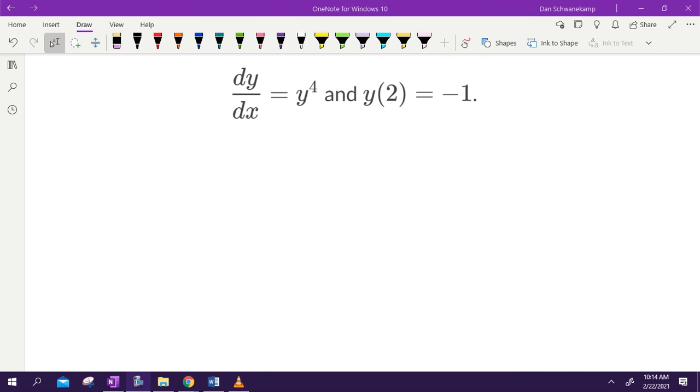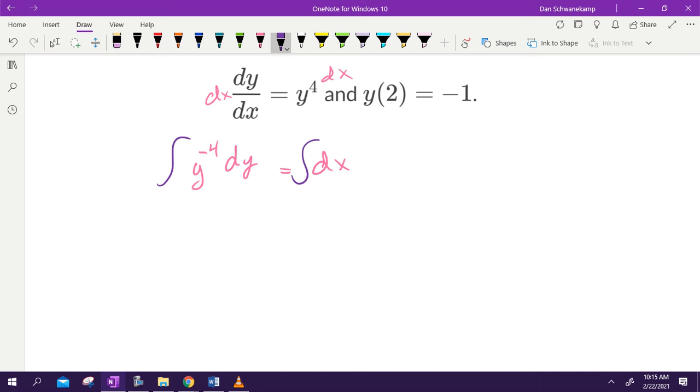Here we go. We are finding the antiderivative. So when we do that, we're going to multiply by dx. I have to divide by y to the fourth. So dy, I could do divided by y to the fourth, or I could just say, hey, that's y to the negative fourth. On the right side, it's just dx. That's separate. Now we're integrating.